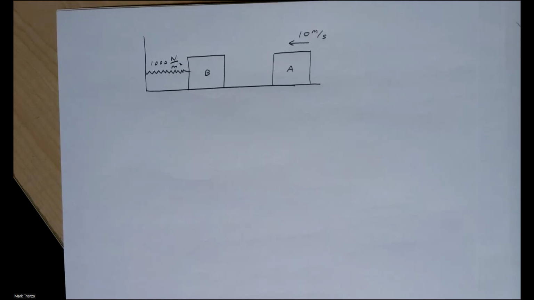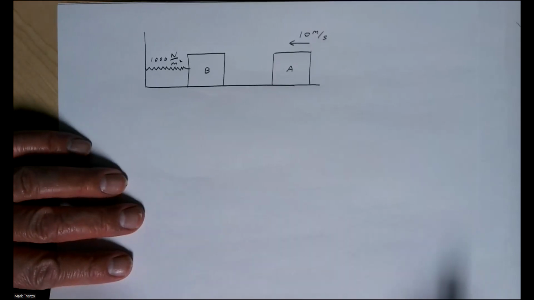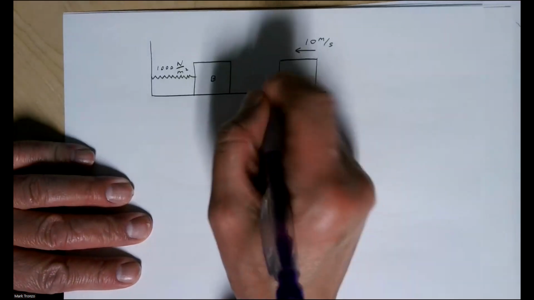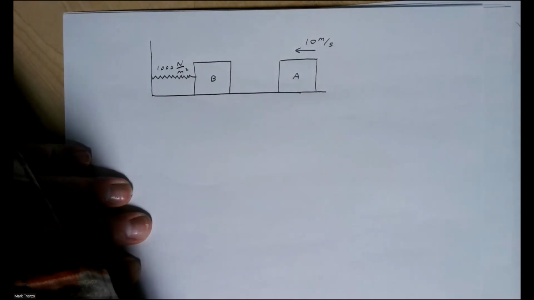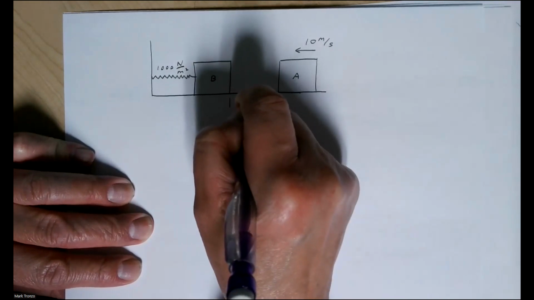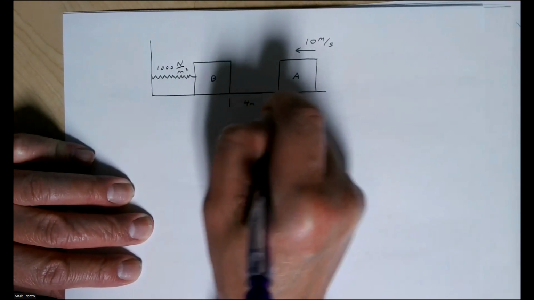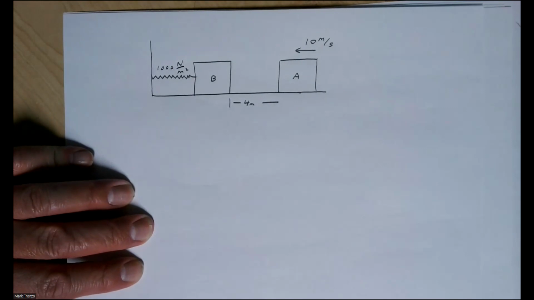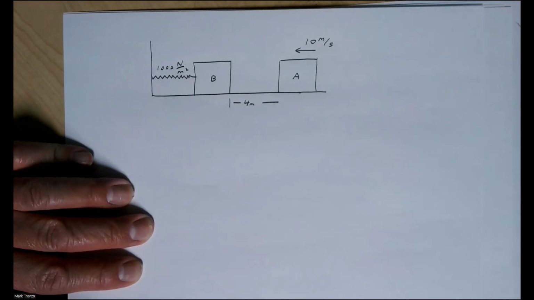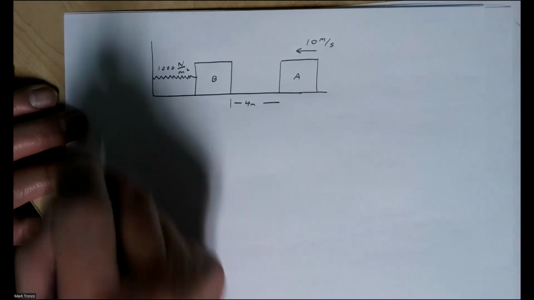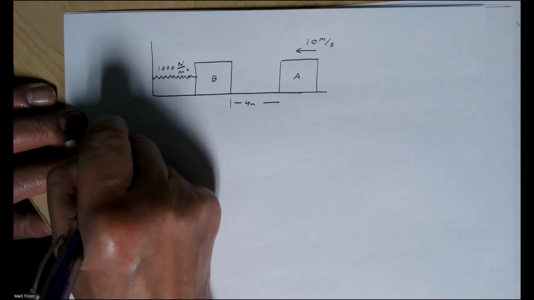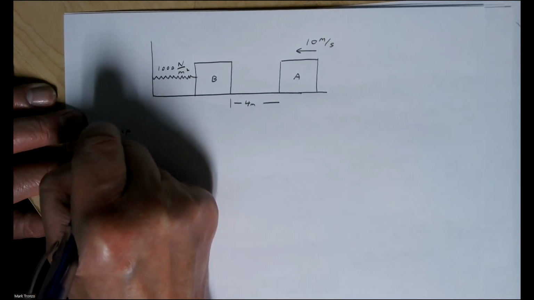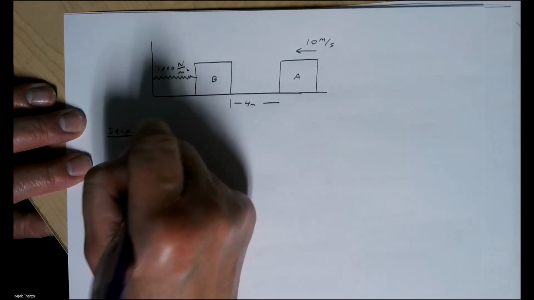So this is going to have to be analyzed in 3 different steps, it seems. So we're told at the beginning here that this was going to be 4 meters from here to here. And so there's going to be 3 steps. So step 1, A is from the current position.